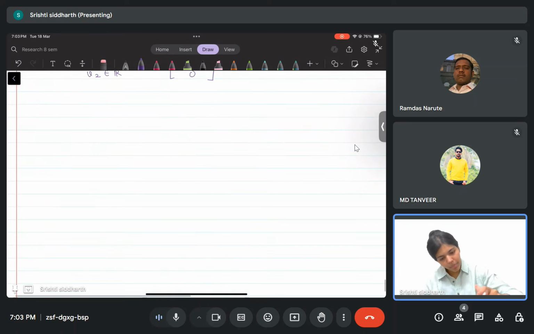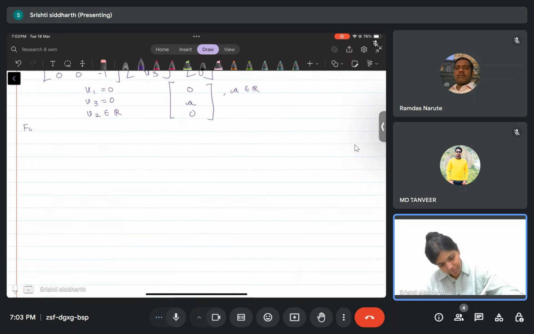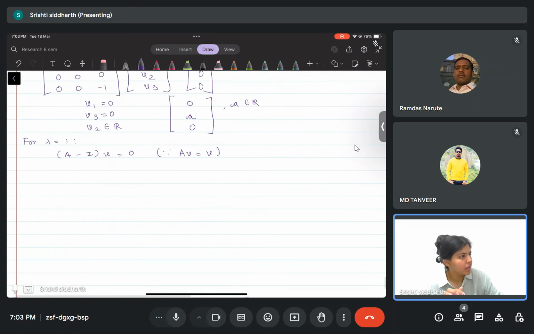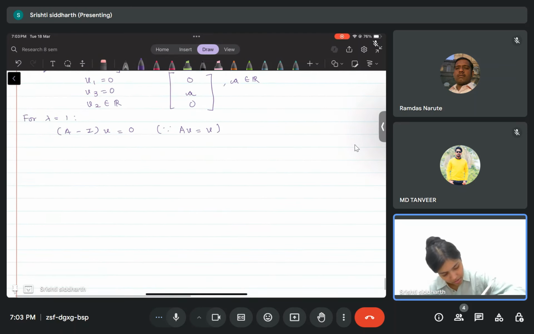Then we have, for lambda equals 1, we have to solve the equation (A minus I) applied to v equals 0, because we're talking about Av equals v. Okay, so A minus I is simply 0 here, minus 1, minus 2, and 0 is everywhere else.